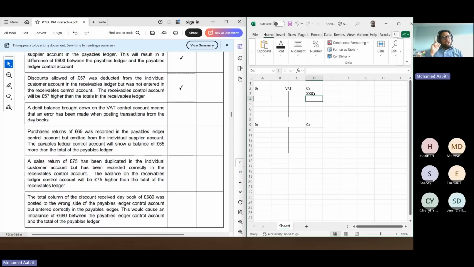Sometimes you may get a refund from HMRC because at the beginning of the business, you may have made more purchases than sales. That means your input tax exceeds your output tax. There's also one more exception. You probably learned it in Level 3.